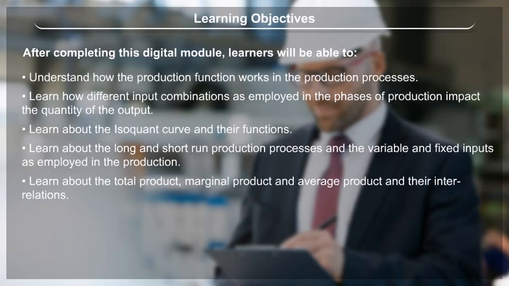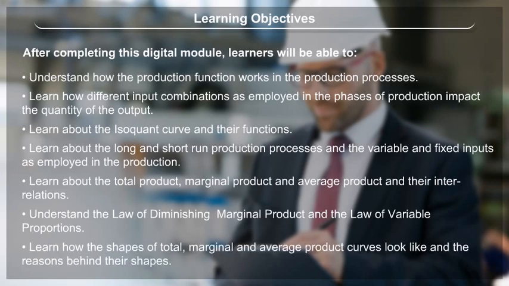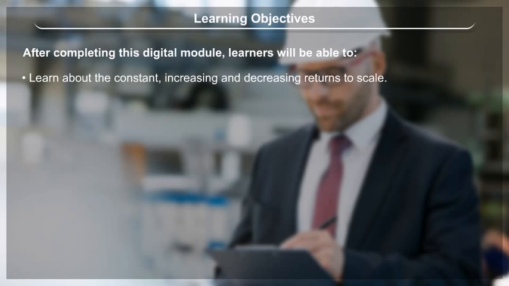Learn about the total product, marginal product, and average product and their interrelations. Understand the law of diminishing marginal product and the law of variable proportions. Learn how the shapes of total, marginal, and average product curves look like and the reasons behind their shapes. Learn about the constant, increasing and decreasing returns to scale.